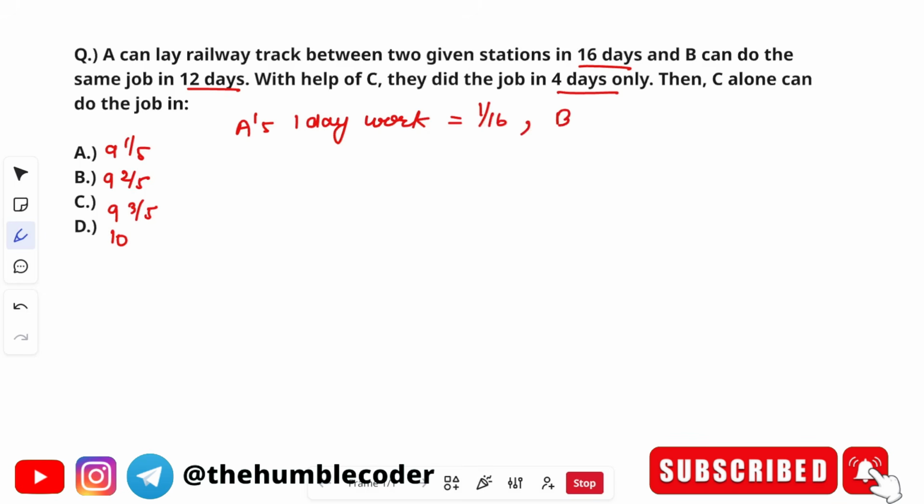In the same way, B's 1 day work. B can do the work in 12 days, so the 1 day work for B will be 1 by 12.